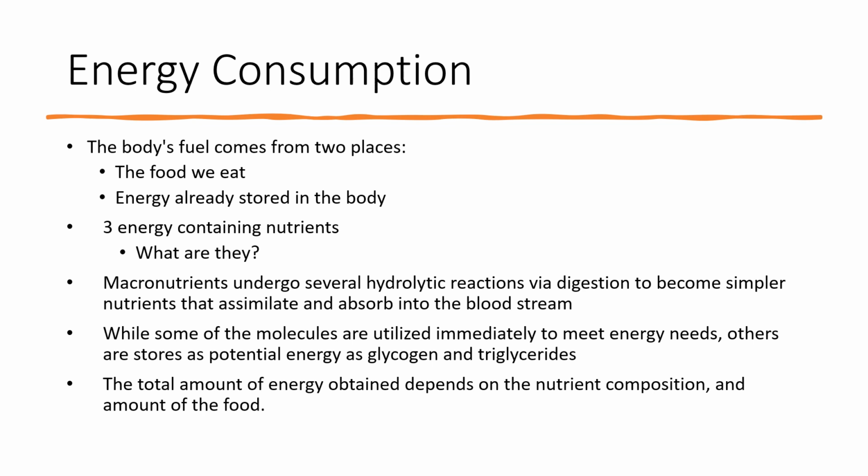While some of the molecules are utilized immediately to meet our energy needs, other molecules are going to be stored as potential energy, and these are going to be stored as our glycogen and our triglycerides, which are fat. The total amount of energy obtained depends on the nutrient composition and the amount of food we're consuming. So it depends on the amount of food and then what's the nutrient composition of that food.